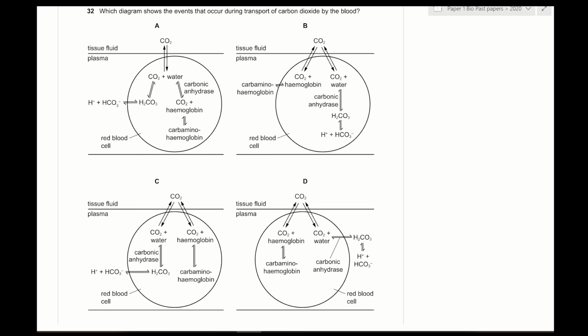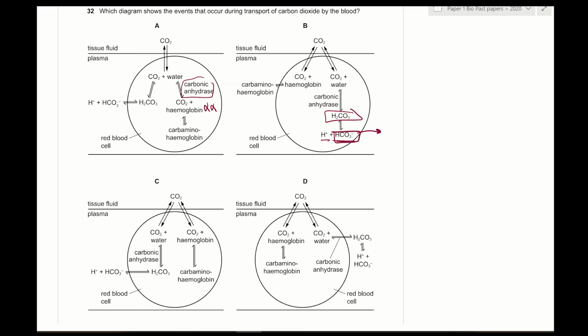Question number 32. Which diagram shows the events that occur during transport of carbon dioxide by the blood? Now let's start with A. It might look to you like a normal diagram, but here there's a huge error. Here it's assuming that water followed by the enzyme carbonic anhydrase forms carbon dioxide and hemoglobin. Now, this is incorrect. For B, here we can see that carbonic acid has dissociated into hydrogen ions and bicarbonate ions. But here there's a huge error, that bicarbonate ions leave the red blood cell into the plasma.